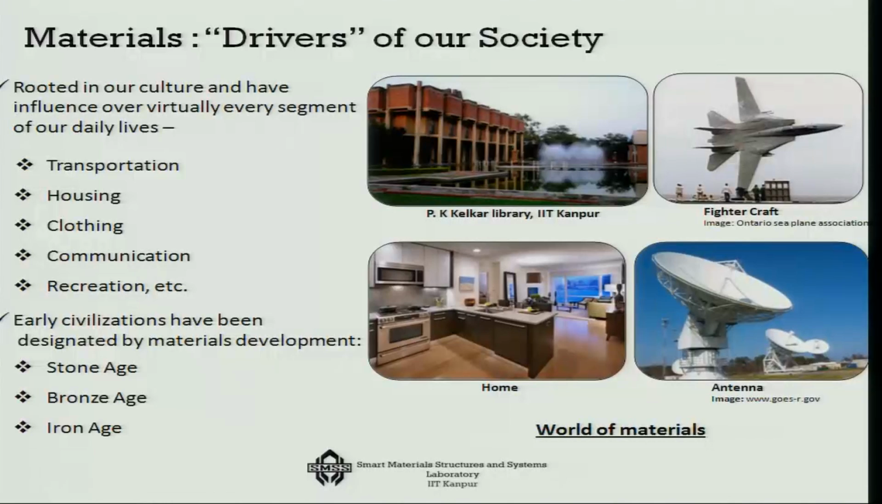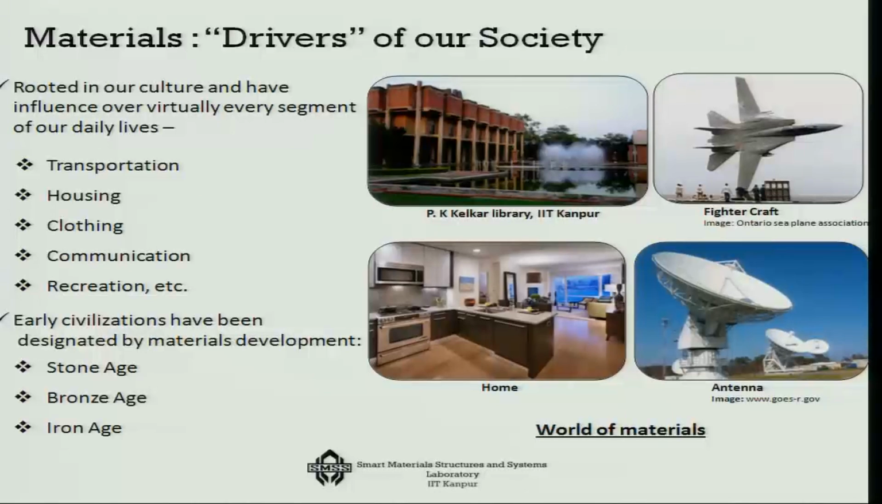Think of housing: without a material you cannot develop any home. There also certain groups of materials are needed. For clothing you need materials. For communication, like an antenna, you need materials capable of receiving or transmitting signals. And then recreation, lasers, etc. For each and every purpose you basically need materials all around yourselves.